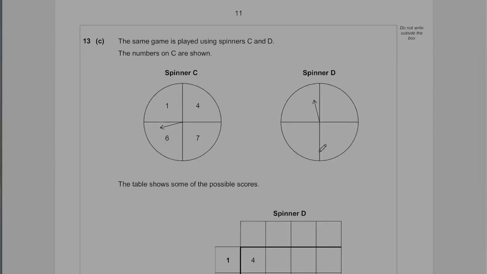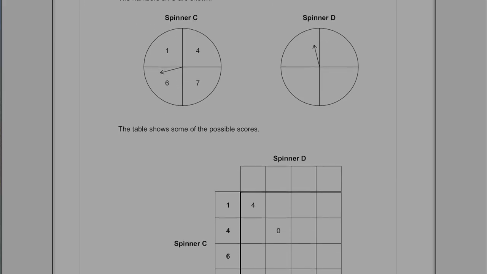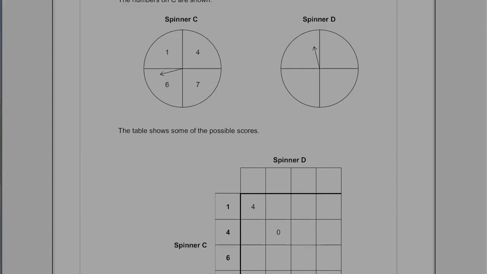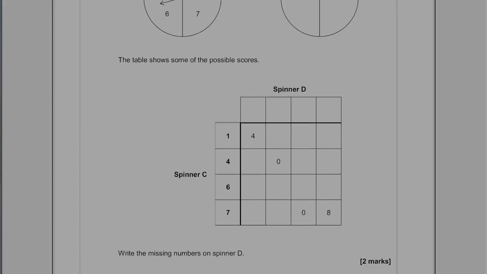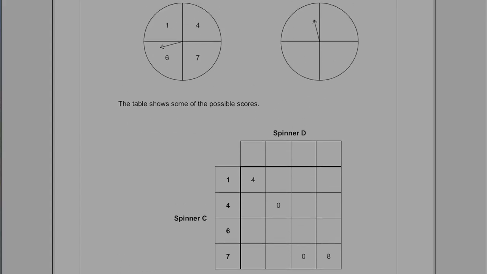Part C. The same game is played using spinners C and D. The numbers on C are shown. The table shows some of the possible outcomes, some of the possible scores. I'm assuming we've got to write down the missing numbers on D. So we would have to have a 4 there, a 4 there, an 8 there, and a 7 there. So 4, 4, 7, and 8.